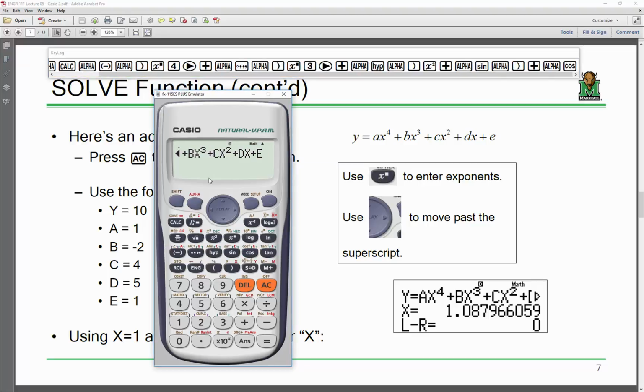And you can kind of see, the equation's a little bit longer to enter, but again, this is where the calculator comes to shine, because imagine doing this equation by hand.